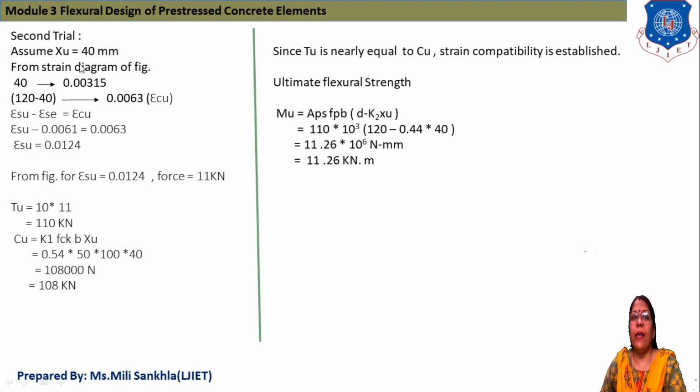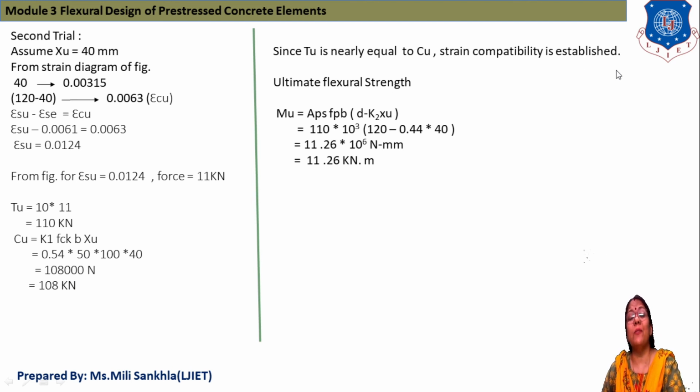Now we take XU 40, and from this graph 40 is proportionate to 0.00315, 120 minus 40 is equal to 0.0063, and after solving that we get epsilon Su 0.0124 and force 11 kilonewton. Tu is equal to 10 into 11, that means 110, and Cu is equal to K1 FCK B XU, that is 108. That means these two values are similar, nearby values. Tu is nearly equal to Cu, so strain compatibility is established.